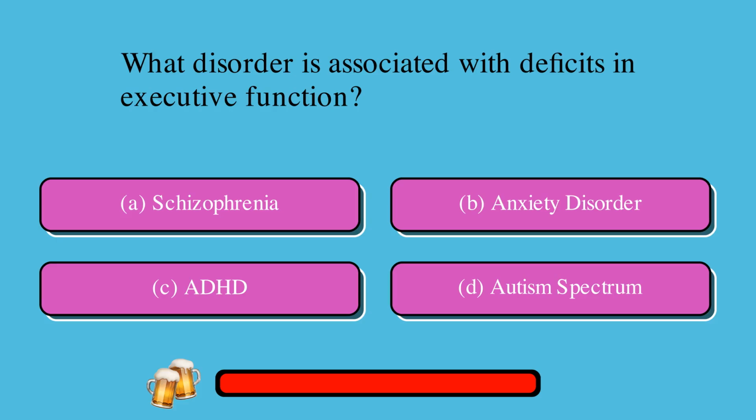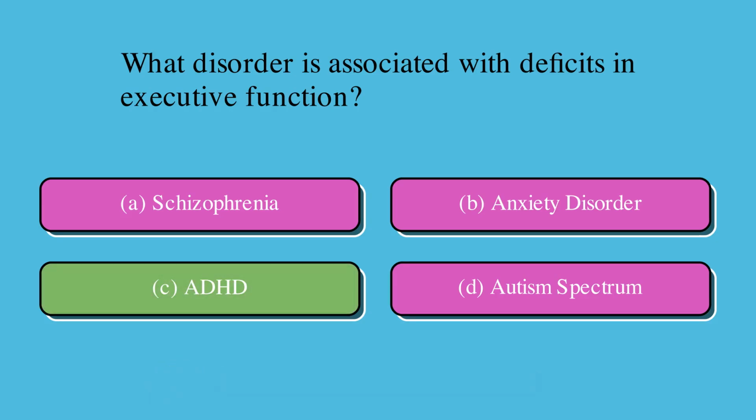What disorder is associated with deficits in executive function? A. Schizophrenia, or B. Anxiety disorder, or C. ADHD, or D. Autism spectrum. The correct answer is C. ADHD.